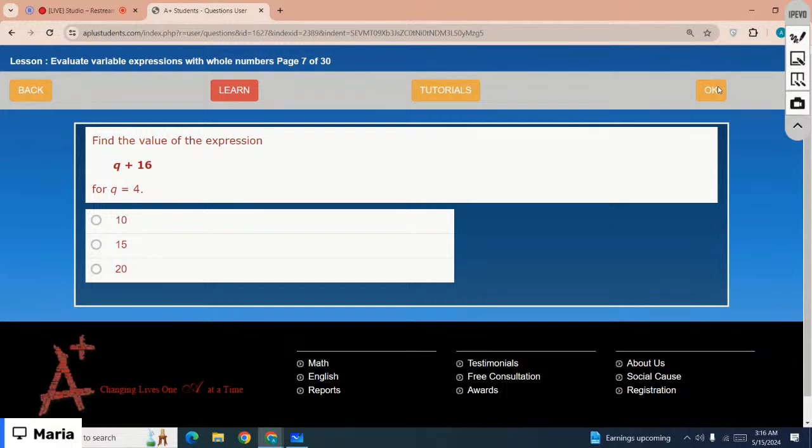Find the value of the expression q plus 16. So, you have to evaluate for q equals 4. So, which is the correct option? 16 plus 4 is, yes, 20 it is. The correct option is 20.